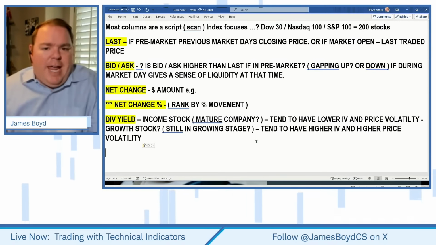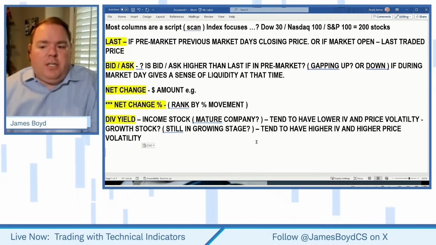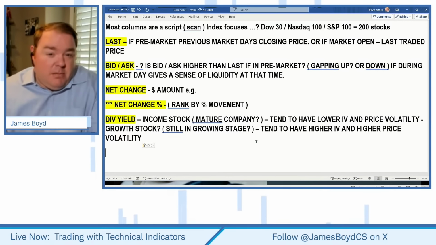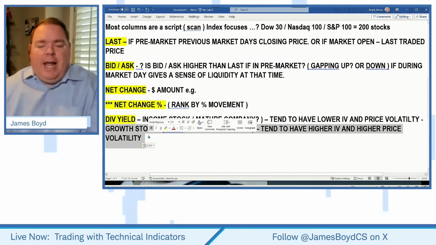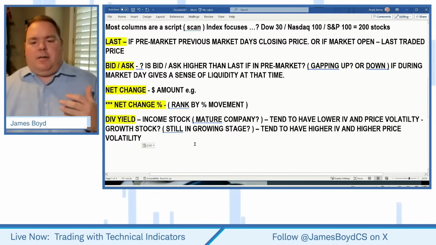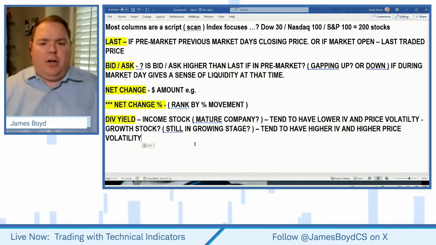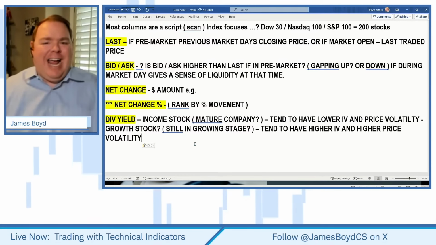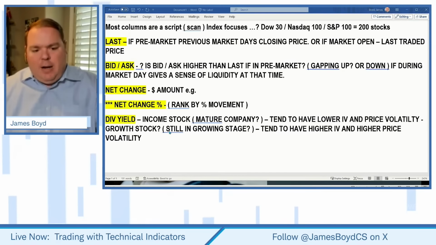If the company is probably paying a 2.5% yield or higher, they're probably a more mature company. They're probably a company that tends to have lower implied volatility and lower potential price volatility. Not always, but historically, that's probably pretty accurate. Now, the biggest thing is if it's a growth stock and they don't pay any dividend at all, they tend to be a little bit more volatile. And if they're more volatile, they might have a higher implied volatility and a higher price fluctuation, or a higher ATR.